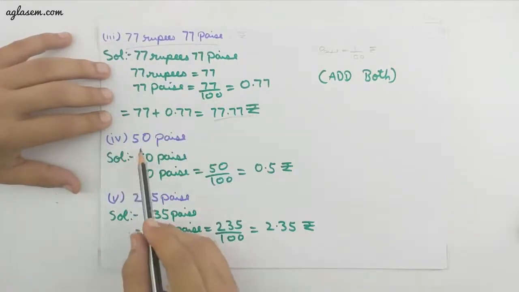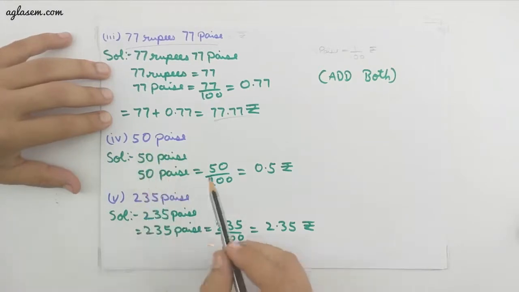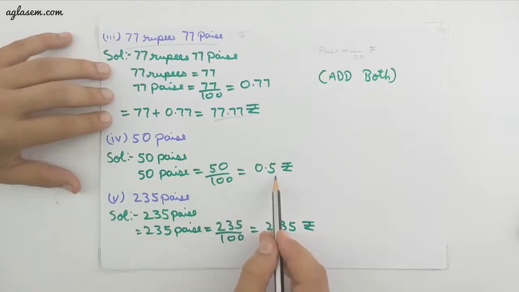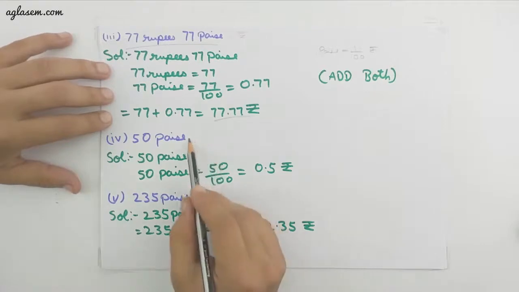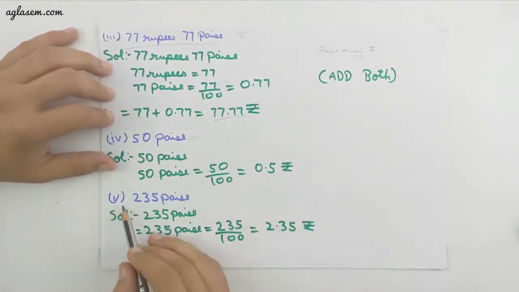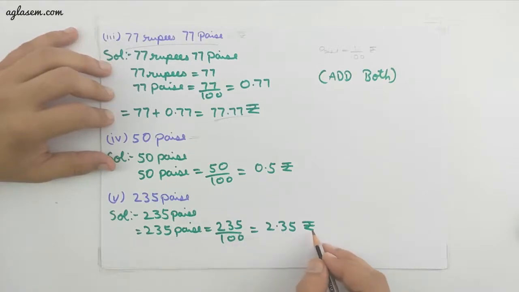Moving to the fourth part, which is 50 paisa. Again, 50 paisa equals 50 upon 100, that means 0.5 rupees is the decimal form. Moving to the fifth part, 235 paisa will be 235 divided by 100. Now that will be 2.35 rupees.